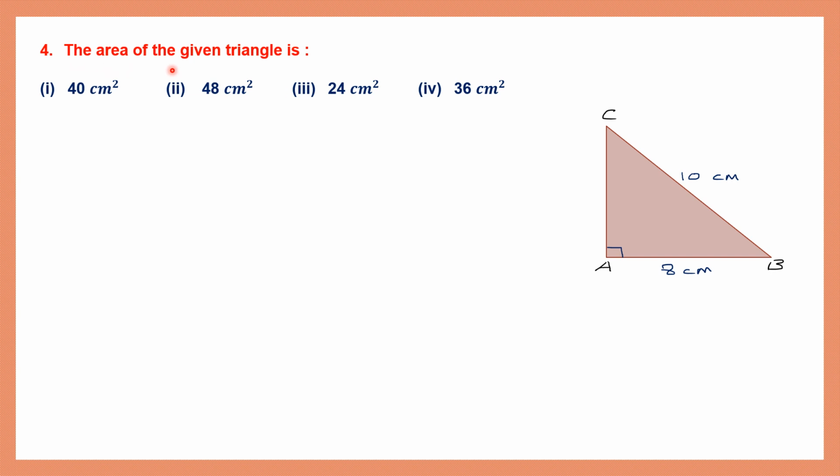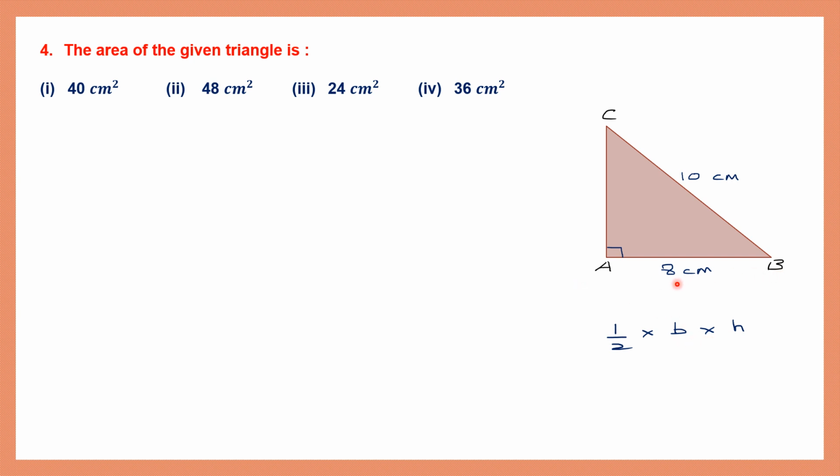Question 4. The area of the given triangle is. So this is the given triangle. We have 8 centimeters here at the base. We have 10 centimeters here, BC. Now as you can see, this is a right angled triangle. And the formula to find the area of a right angled triangle is half into base into height, isn't it? That means we need to know the base and we need to know the height, then we can find the area. Now what is the base?